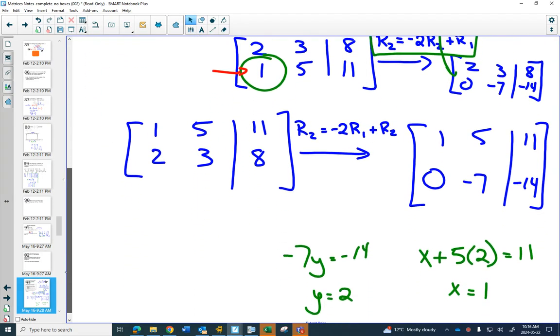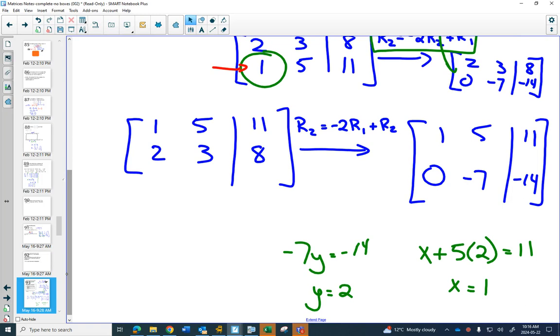But once you have that, now you could change your second row back to your equation. All that's left is -7 times y equals -14. You could solve for y. And you could take equation 1, and now that you know that y is 2, you could solve for x.